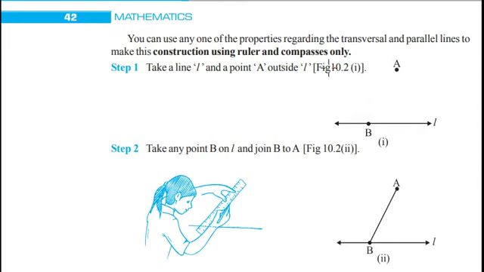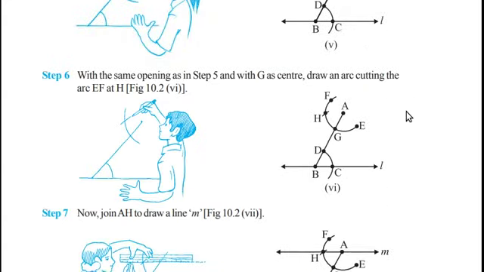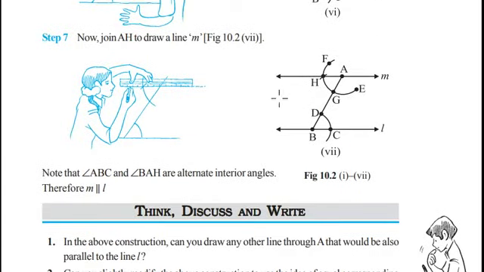We can draw a line which is parallel to line L approximately, but we need an accurate parallel line. This is given. We need to construct a parallel line like this. This is the end result. As we can see, line M is drawn parallel to line L.